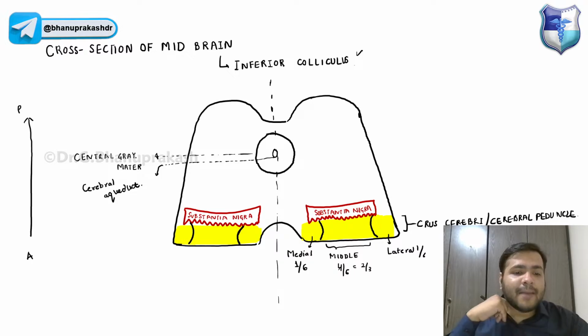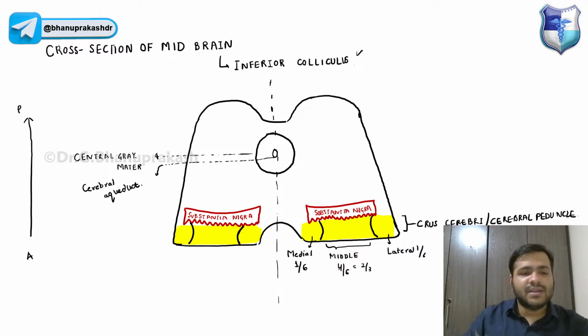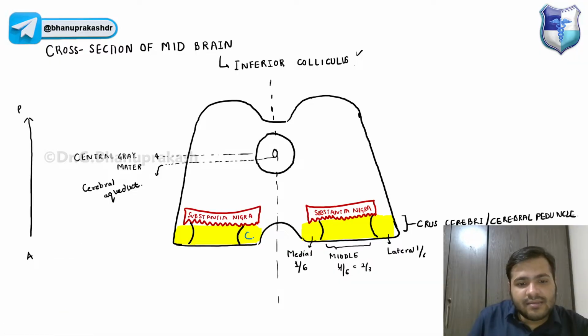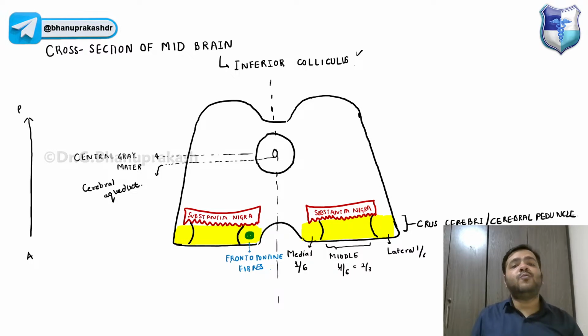Now what is happening in the medial 1/6? Remember, it contains fibers which are called the frontopontine fibers. Now, these fibers are coming from which lobe, guys?